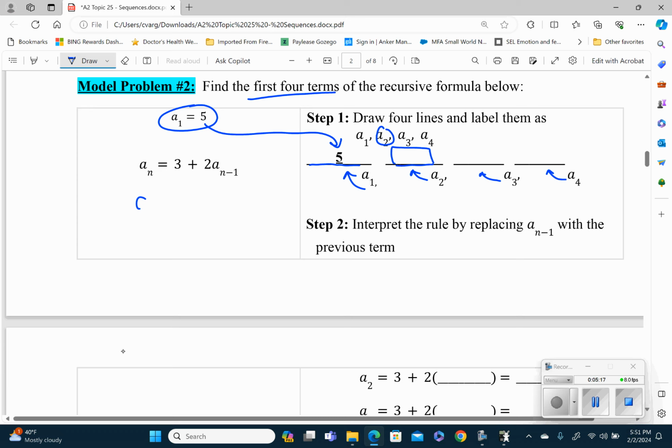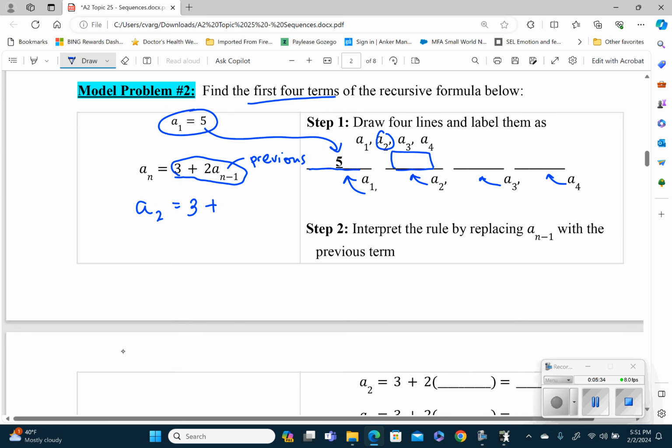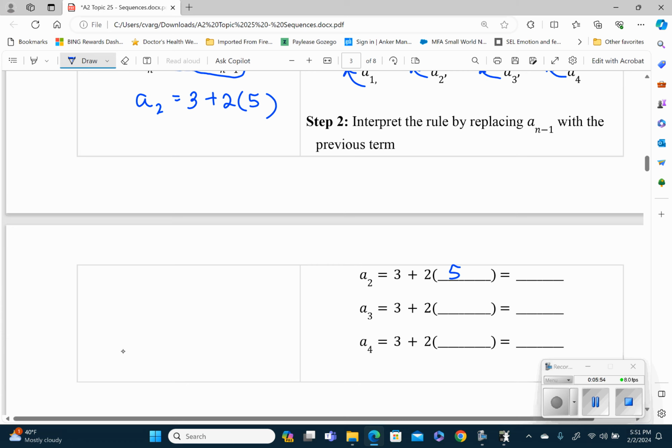To find a2, I'm just going to follow this rule right here, okay? And the rule says you're going to do 3 plus 2 times, and remember, an minus 1 stands for the previous term. So I'm going to do 3 plus 2 times the previous term. So what was the previous term? In a1, our previous term was 5. So here I'm going to do 3 plus 2 times 5. 2 times 5 is 10 plus 3 is 13. Or use a calculator. Okay? So that is a2. So we could plug it in here, and this is going to give us our 13.